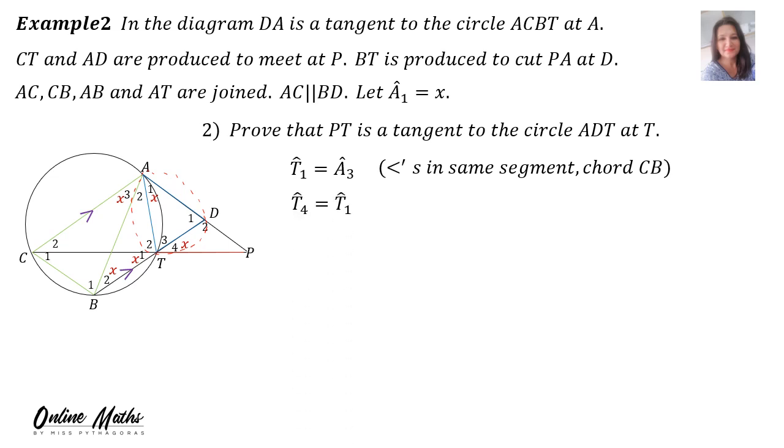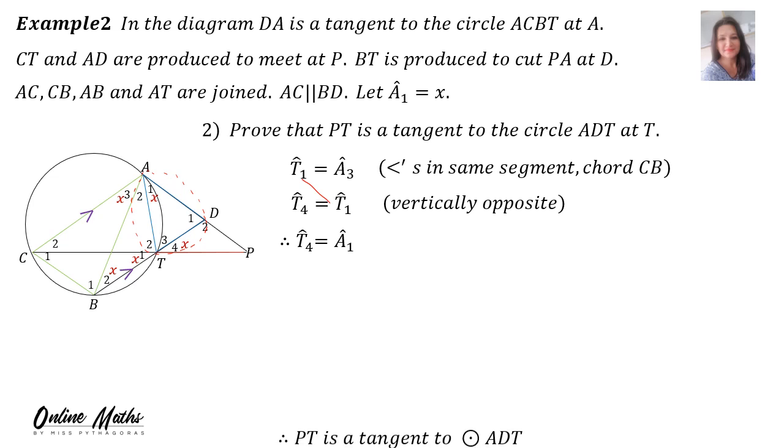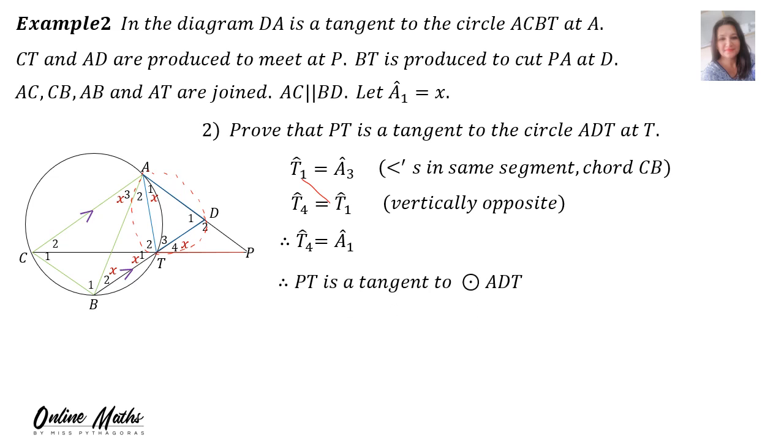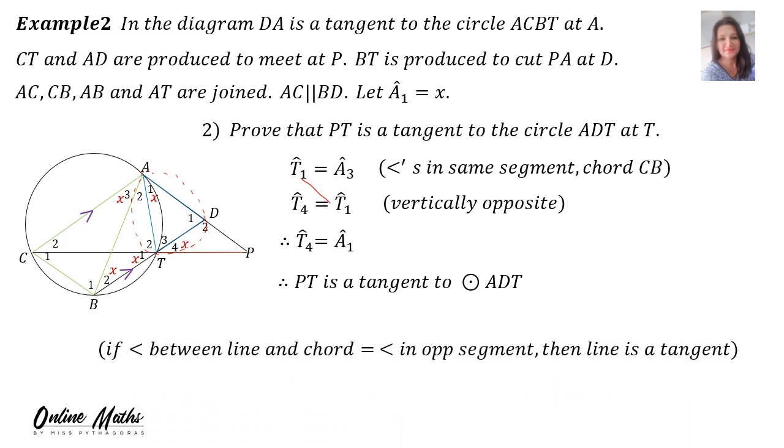We know that T4 is equal to T1 since they are vertically opposite, and then you can see they are both equal to T1, therefore T4 is equal to A1. Therefore, PT is indeed a tangent to the circle, and your reason is, if an angle between the line and the chord is equal to the angle in the opposite segment, then the line is a tangent.